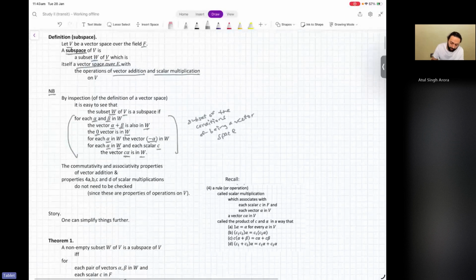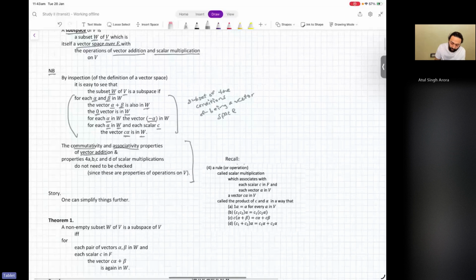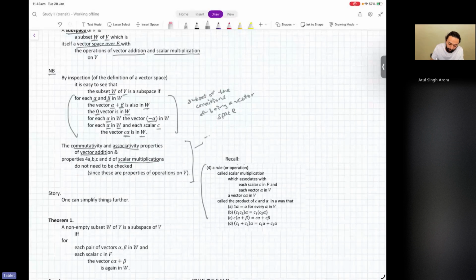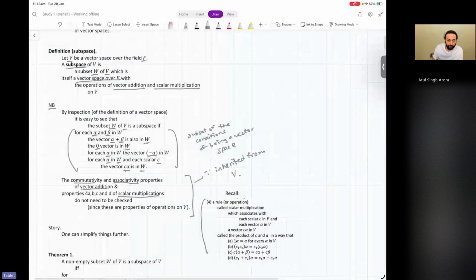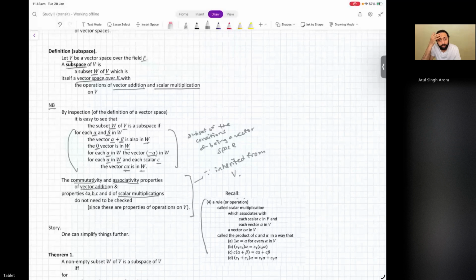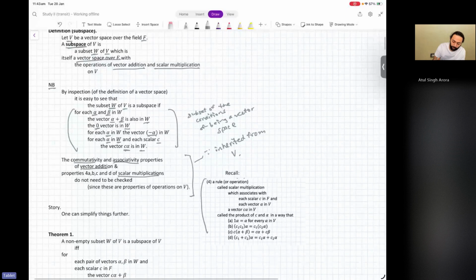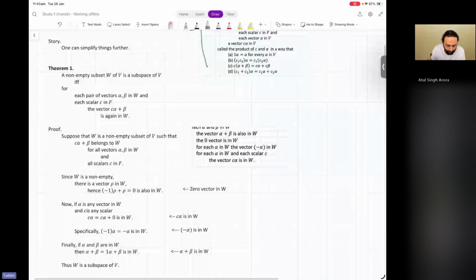And why a subset? Because a lot of the properties are already satisfied, right? We needed some properties about associativity and commutativity for vector addition, and we also needed these properties for scalar multiplication. So these do not need to be checked because they are inherited from V. Okay. Any questions so far? Please feel free to ask. Since it's online, it's a little bit less intuitive, so please feel free to interrupt if something is not clear.